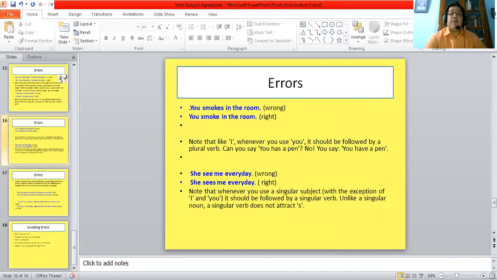Okay, we are now going to go ahead and look at some more errors. "You smokes in the room." Now this is wrong, isn't it? So it will be you smoke in the room. So smokes, who smokes? He smokes, she smokes. Okay, but you obviously smoke. So there is a disagreement between the person and the subject used over here, and the verb used over here. It will be in the second person form of the verb.